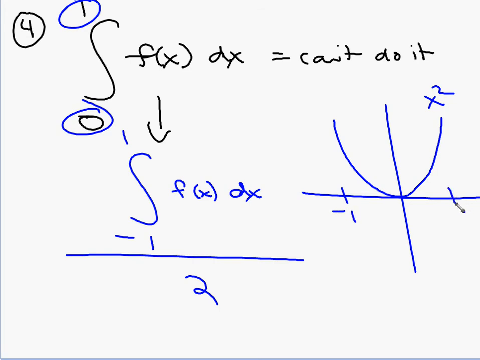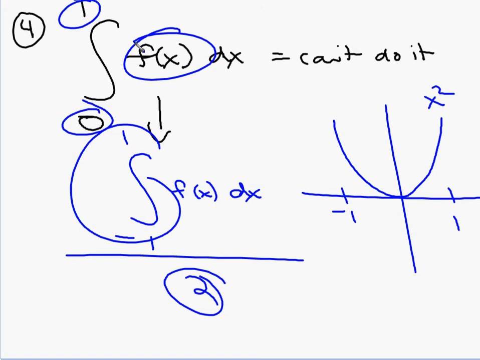In this case, if that would have been my function, then yes, I could have just taken what it is from -1 to 1 and divided it by 2. But I was not given any information about what f of x is. So we can't just divide it by 2. Good question. Now, the last thing for today. The average value of a function.